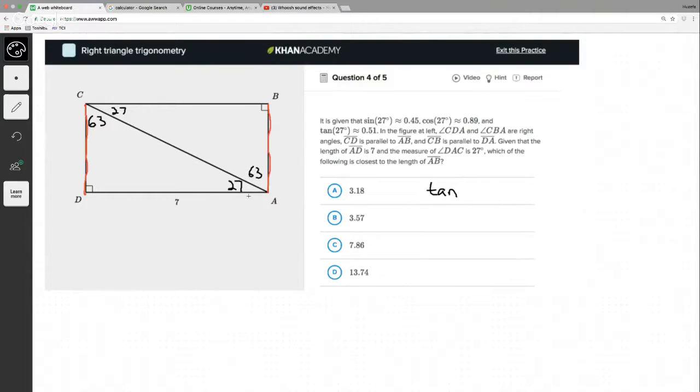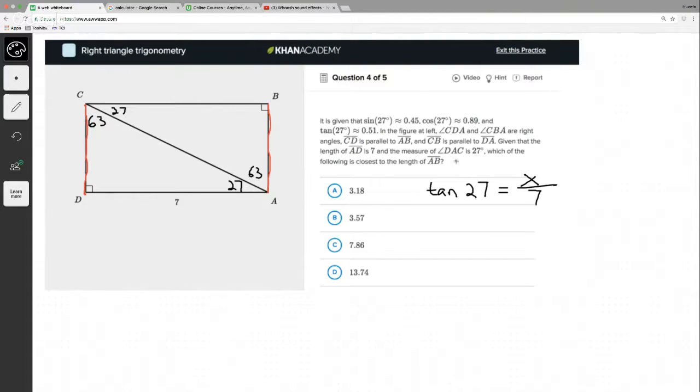So I'm going to use tangent of, let's say, 27, because I think they give us, oh, well, they give us all of these, but no, yeah, they only give us 27. So I'm going to say tangent of 27 equals opposite, which is actually what we're trying to find, that's our x, over adjacent, which is 7.